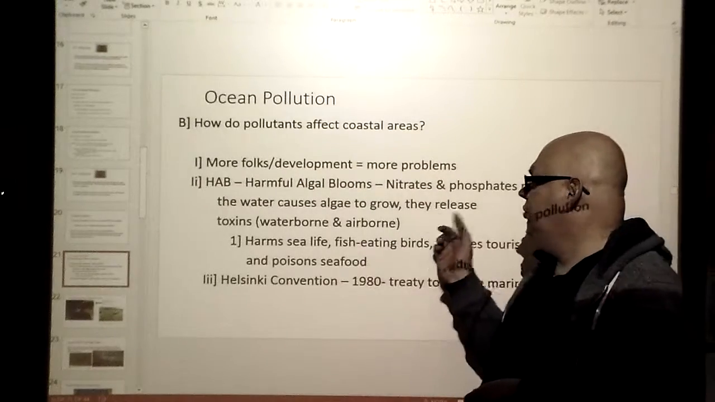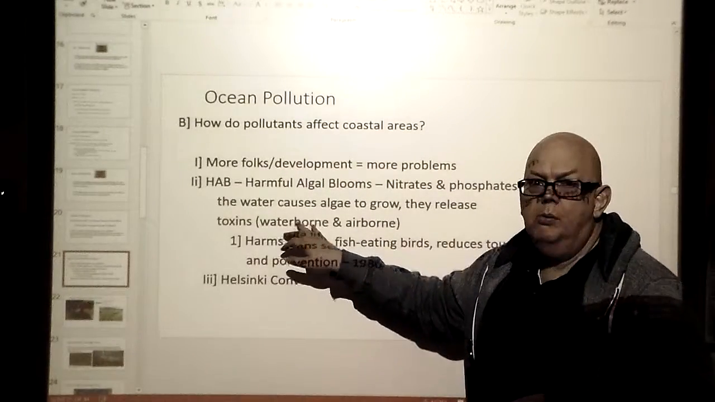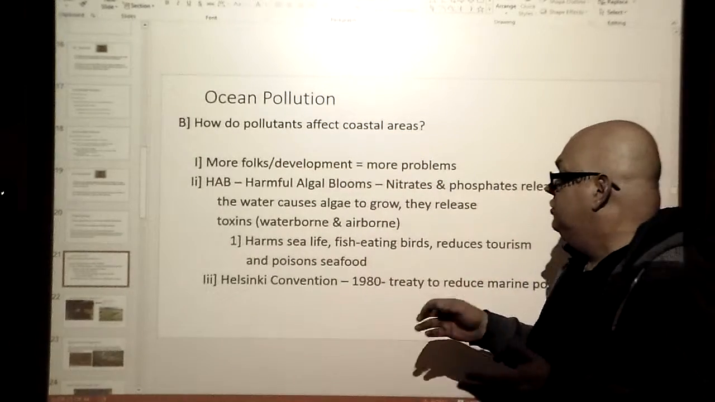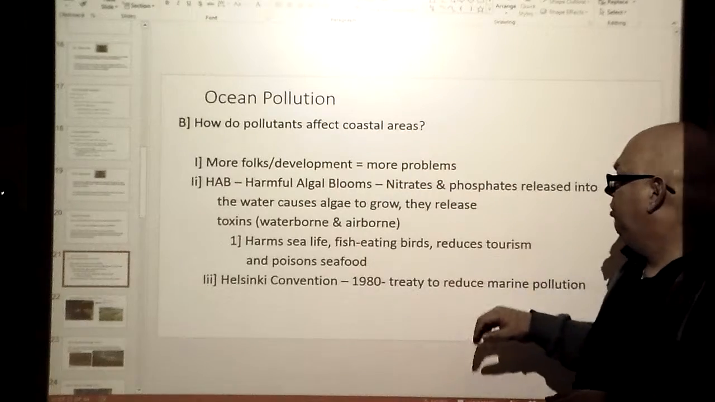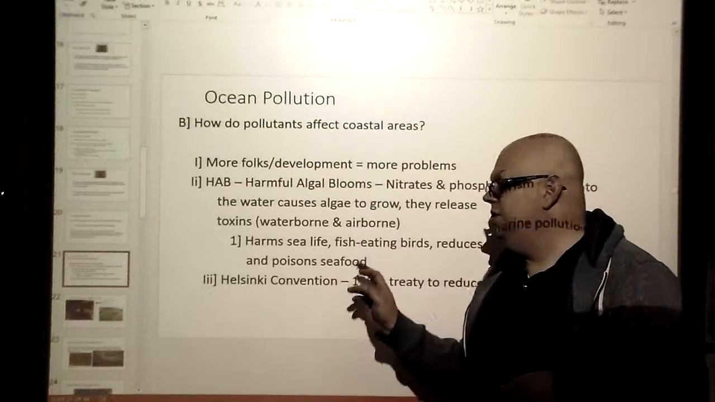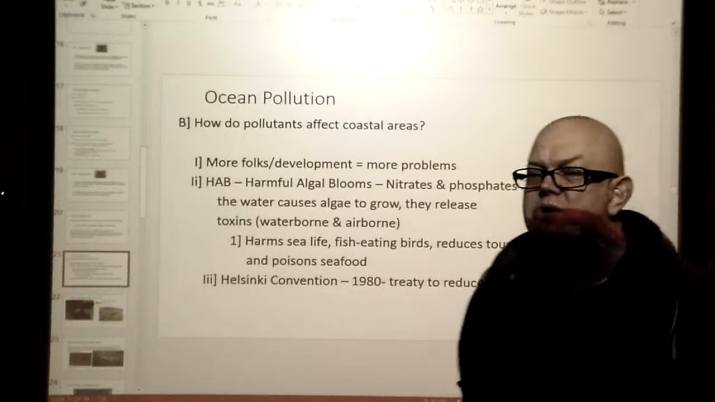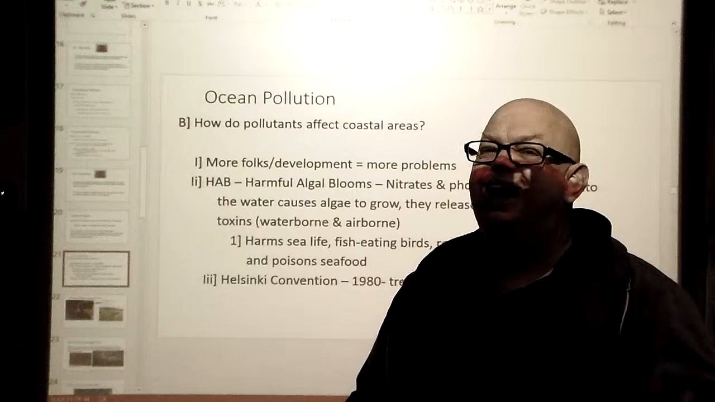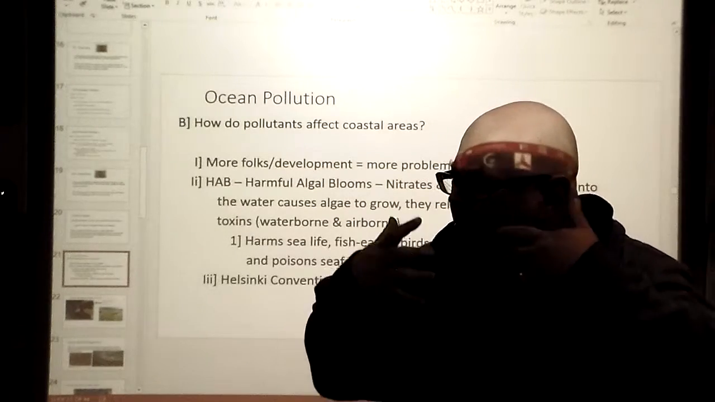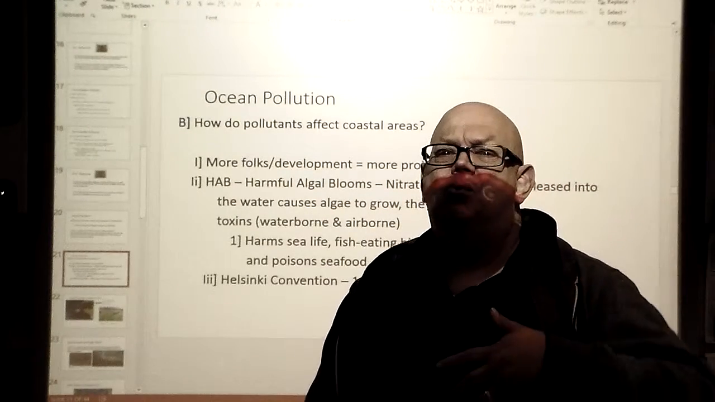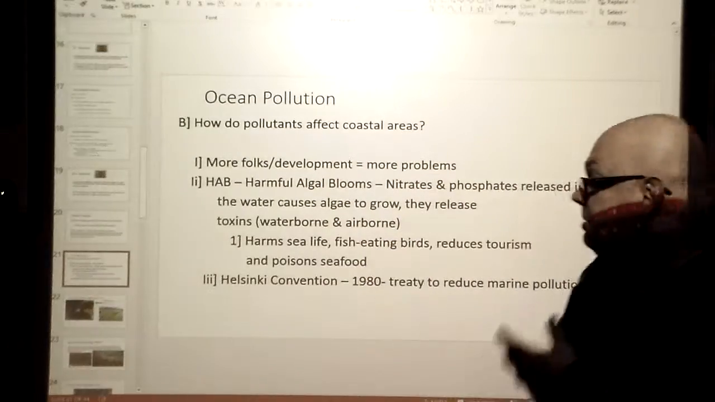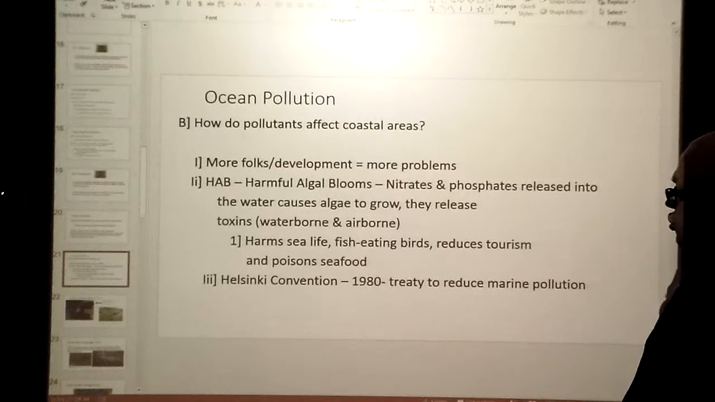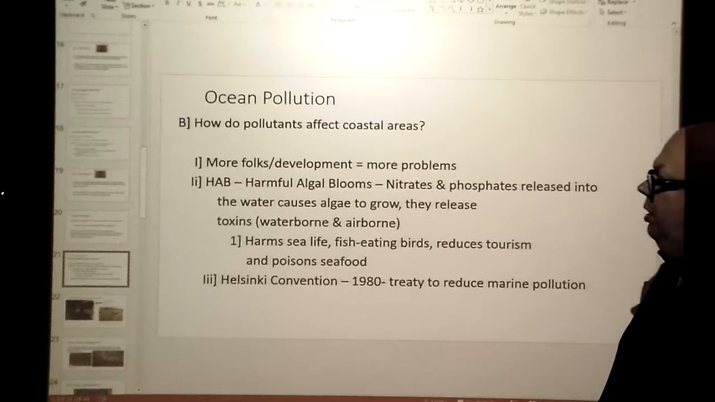Now the problem is they'll release toxins, both waterborne toxins and airborne toxins. So it harms sea life, fish-eating birds, it reduces tourism and poisons seafood. Well, how does it reduce tourism? It looks disgusting. One example of an algal bloom is red tide, okay? Where literally the entire place is red because of the algae bloom. Now, in Helsinki, in 1980, they did a treaty to reduce marine pollution.